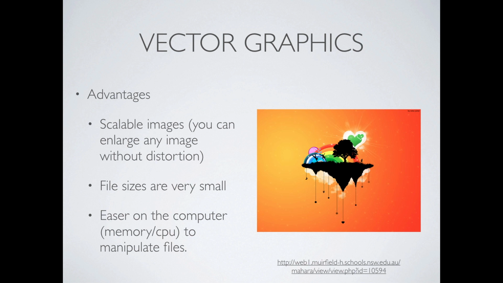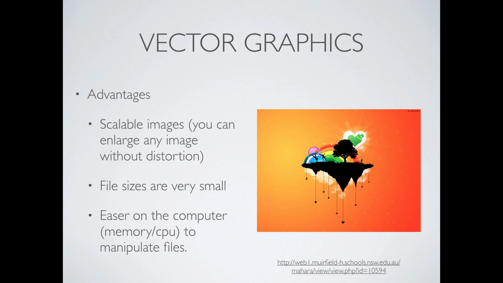So the advantage is you can scale any of these images without any distortion. You can make them as big as you possibly want. So you could have something that's really small that shows up on a business card, a logo, for example, and you could print it on a billboard at full size, 20 feet wide, and it would be just as crisp because it's a vector graphic and it can scale up or down without losing any definition.